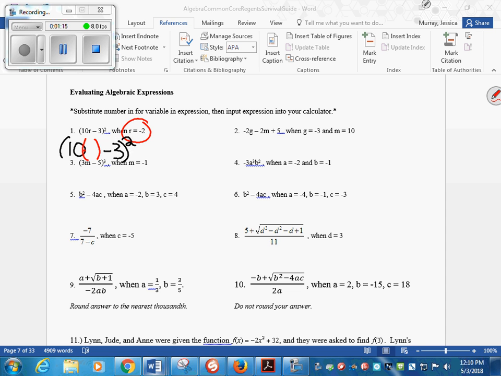You're going to plug in -2. Can't really see that because my board's not oriented, but it's 10 parentheses -2. So plug this into your calculator and let me know what you guys get. You get 529. Anybody else? Yeah, I'm getting 529.